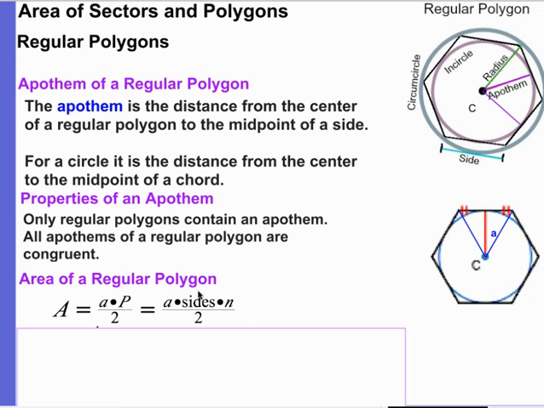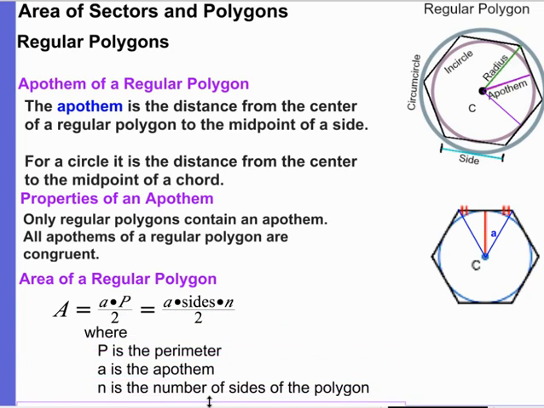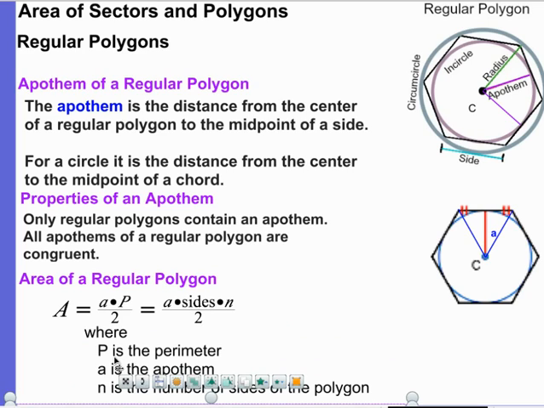So this is the general formula for any n-gon, so any polygon of any number of sides. Okay, so P represents the perimeter, and if we just want to write it in general, then A is the apothem, N is the number of sides, times the length of each side of the polygon divided by 2.